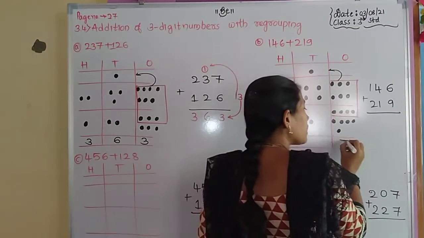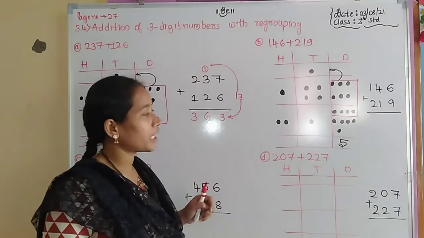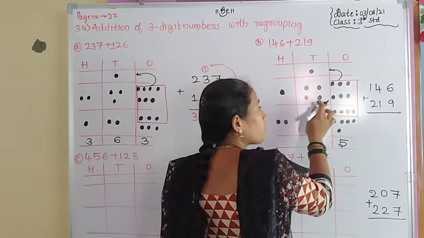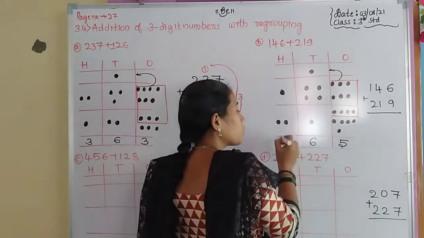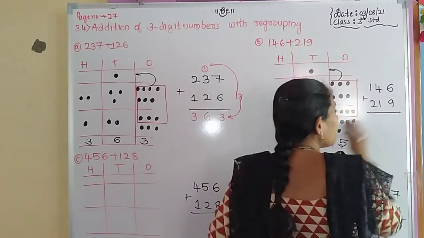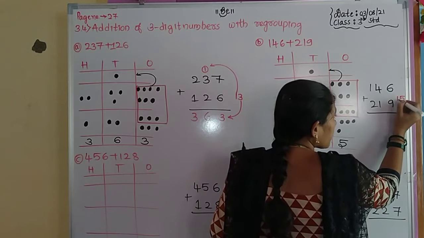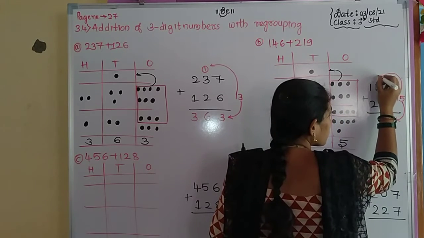So write 5 here. Is it a single or double digit number? Very good, single digit number. So write it there only. The next tens placement: 1, 2, 3, 4, 5 and one carrying, 6. The next one: 1, 2, 3. So here also, 6 plus 9 is equal to 15. In 15 we have to write 5 here. Then 1 is the carrying.